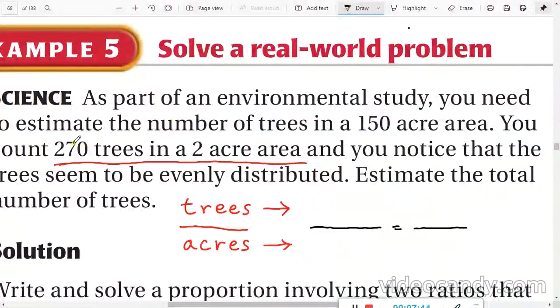Okay. So there's 270 trees in 2 acres. So 270 trees for 2 acres. Okay, I lined it up. And then you want to do the next fraction the same way. The next fraction is 150 acres.